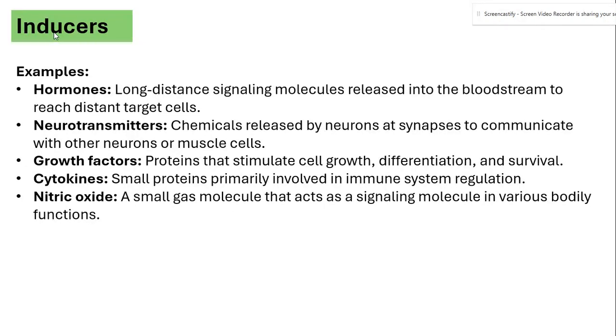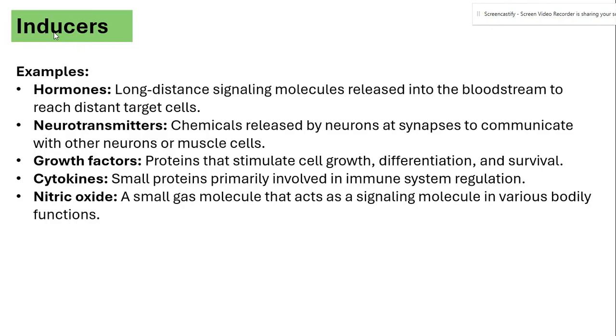Okay, inducers. Hormones: long-distance signaling molecules released in the bloodstream to reach distinct target cells, right? Neurotransmitters: chemicals released by neurons at synapses to communicate with other neurons or muscle cells. Growth factors: proteins that stimulate cell growth, differentiation and survival. Cytokines: small proteins primarily involved in immune system regulation, right?